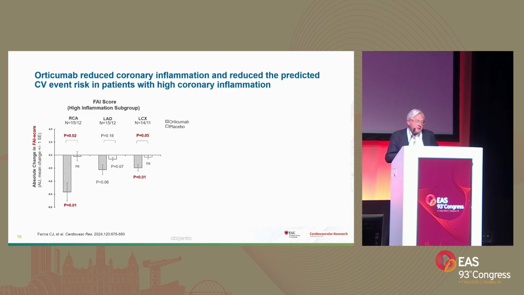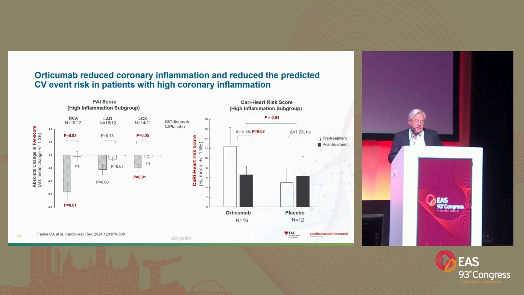And here are the results from the high inflammation group. There was a reduction of coronary inflammation as assessed by the PHI score, both in the right coronary artery and in the circumflex, and there was a borderline reduction in the LAD. And you can transfer this data into a risk score.